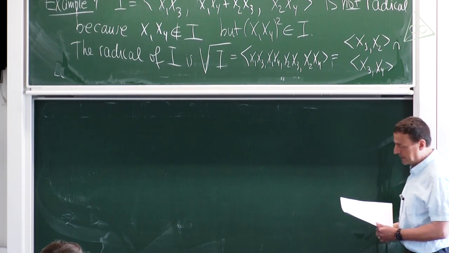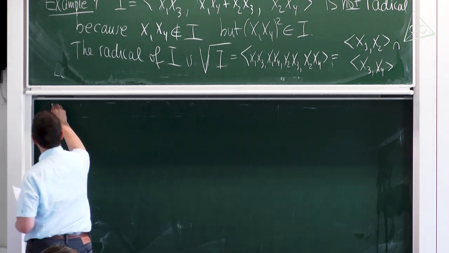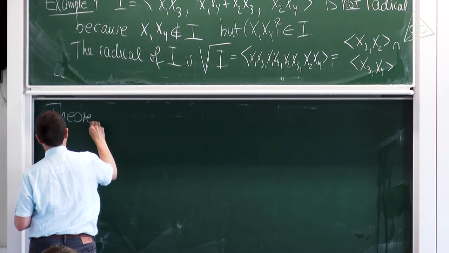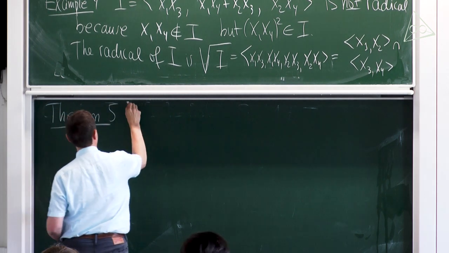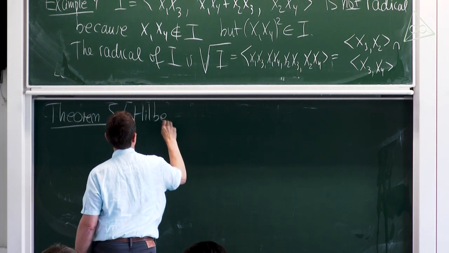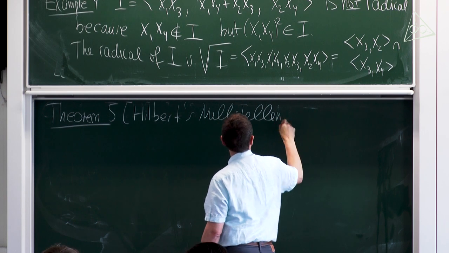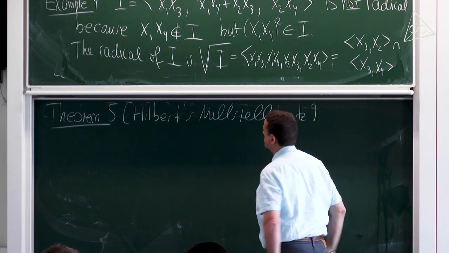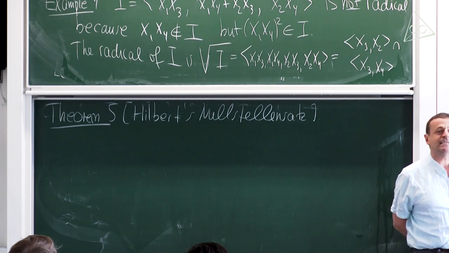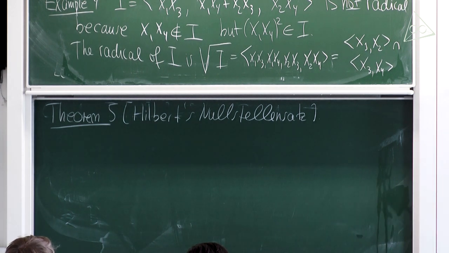Okay, so let's get back to the Nullstellensatz. This is Theorem 5, Hilbert's Nullstellensatz. The Nullstellensatz was first proved by David Hilbert in 1890. He had just become professor in Göttingen. In this wonderful paper from 1890, he laid the foundation for modern commutative algebra. And the purpose of doing that was to prove a finiteness theorem in invariant theory.